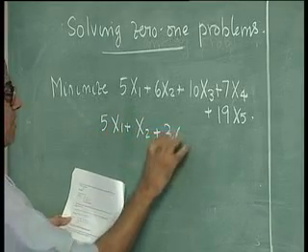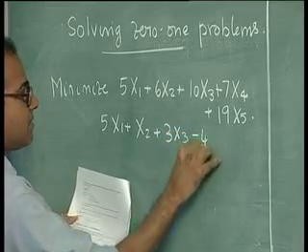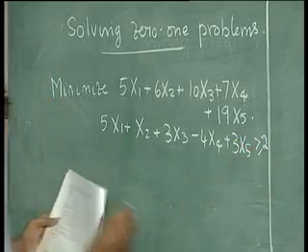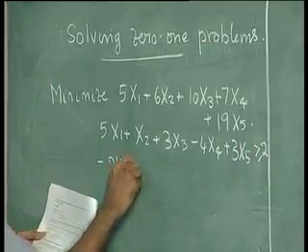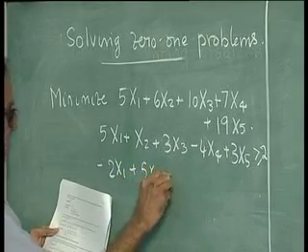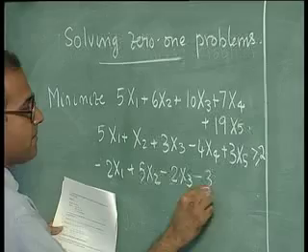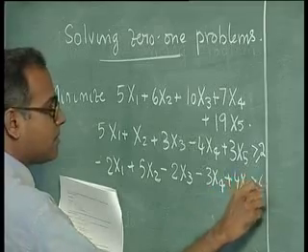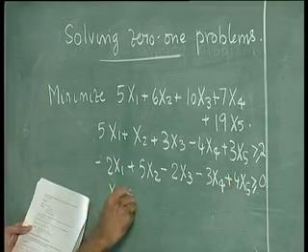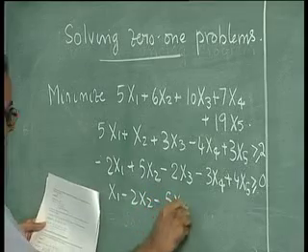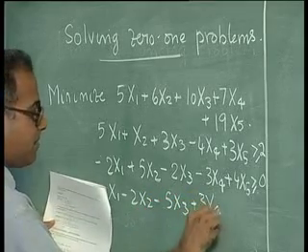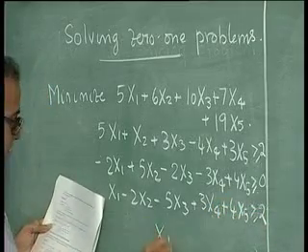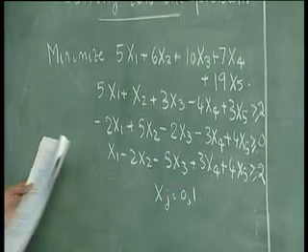subject to 5x1 plus x2 plus 3x3 minus 4x4 greater than or equal to 2, minus 2x1 plus 5x2 minus 2x3 minus 3x4 plus 4x5 greater than or equal to 0, x1 minus 2x2 minus 5x3 plus 3x4 plus 4x5 greater than or equal to 2, xj equal to 0, 1.